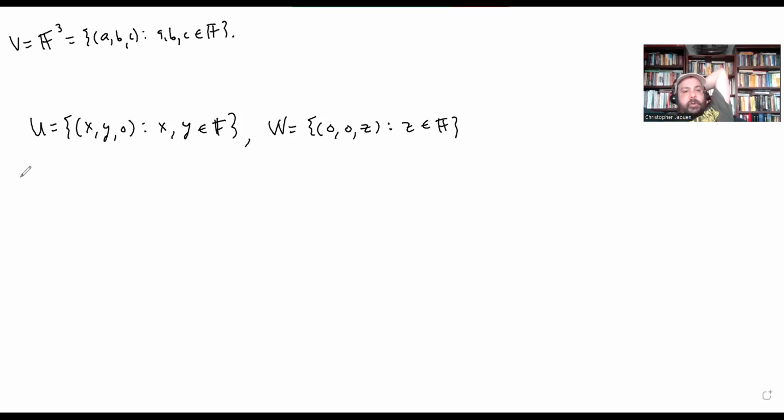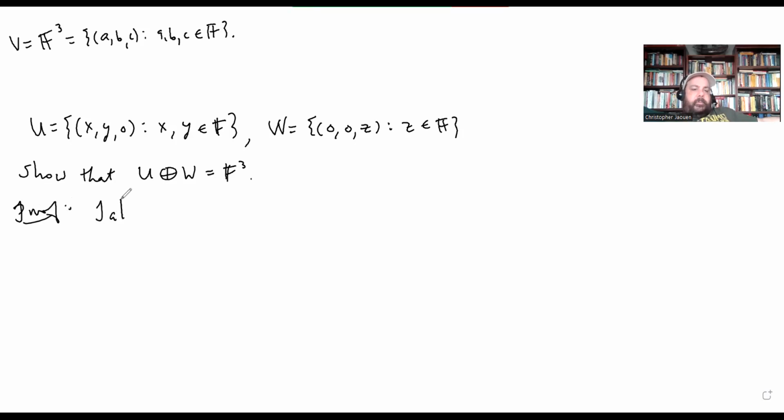All right, so we want to show that the direct sum U plus W is equal to F3. So first we have to show that this is a direct sum, and then we want to show that it gives you everything in F3. I'll do the second thing first, just because that one is pretty straightforward. So this will be the proof. So take an arbitrary vector in F3.